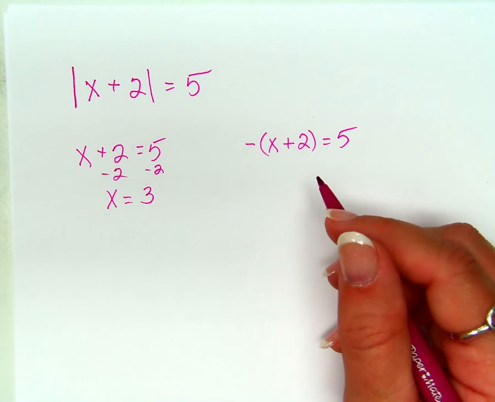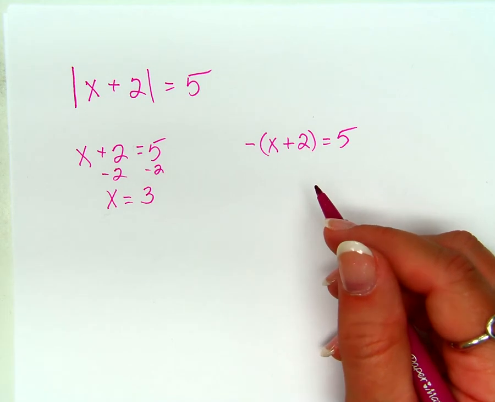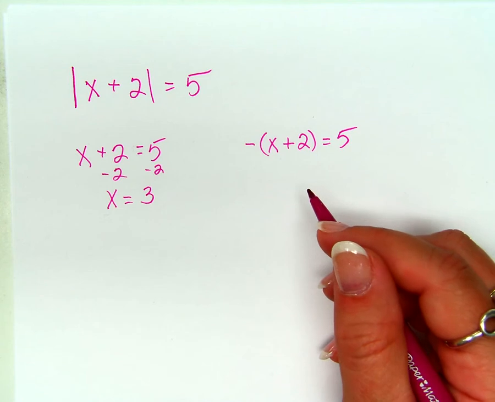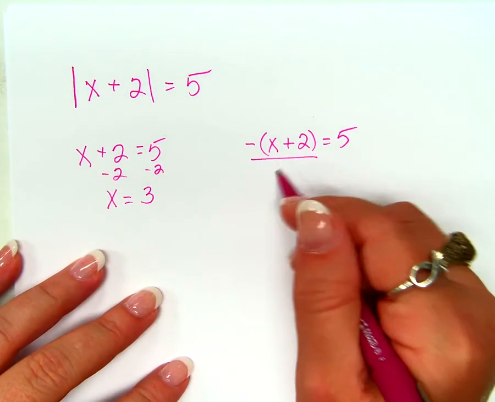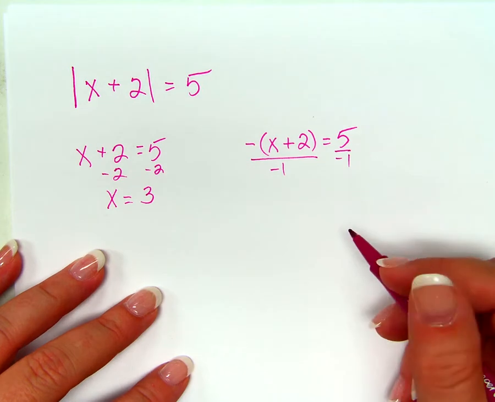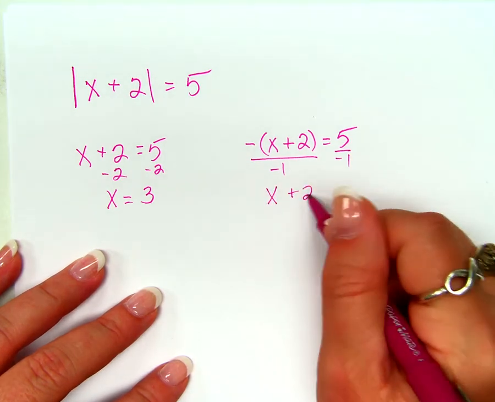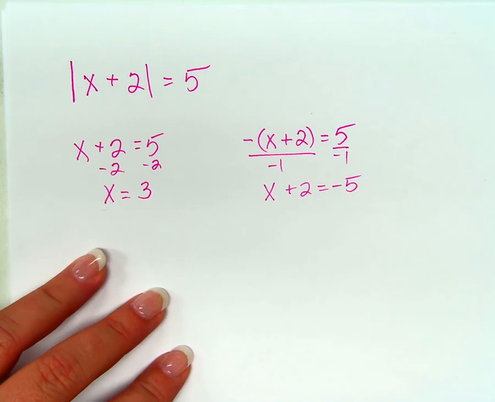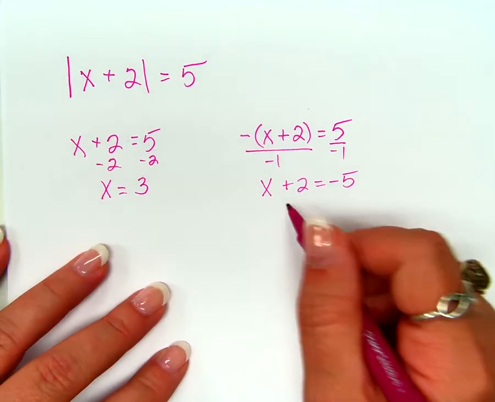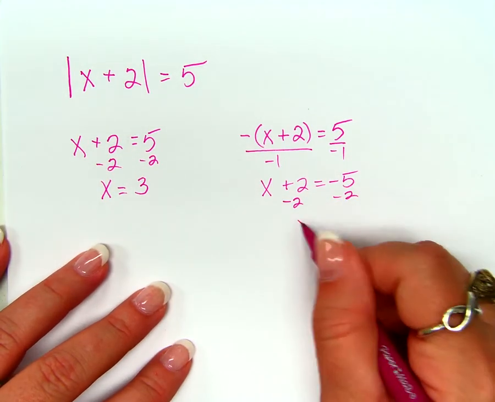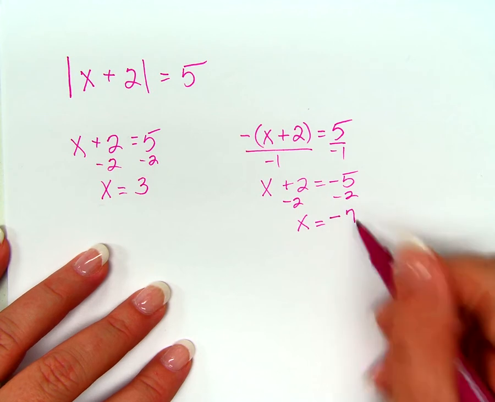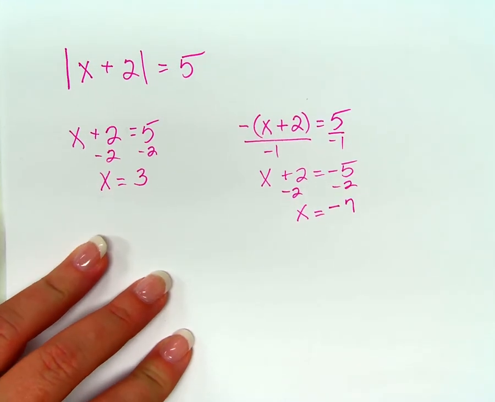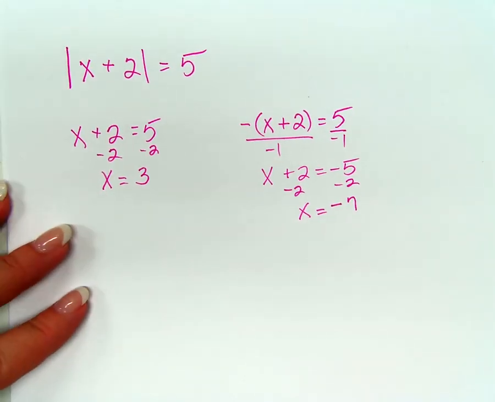And then what about in the second problem? We had two options, right? We could either distribute the negative or we could divide by negative 1 on both sides. Do you mind if I do that one, this first example today? Yeah. Okay, so if I divide by negative 1 here and here, I get x plus 2 equals negative 5. And then? Subtract 2 from both sides. X equals negative 7.